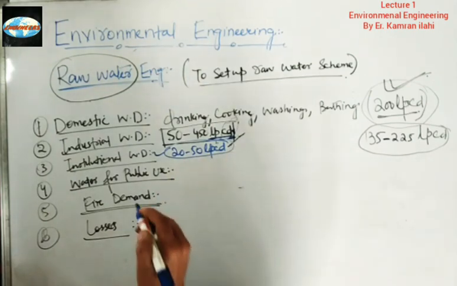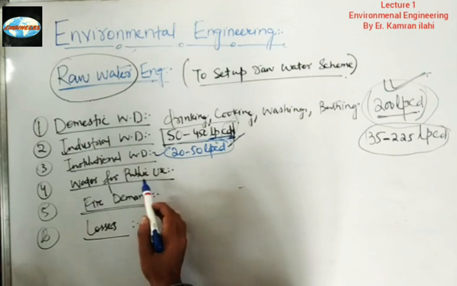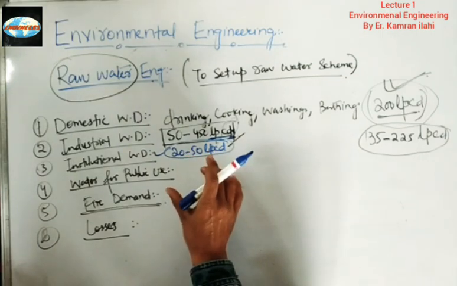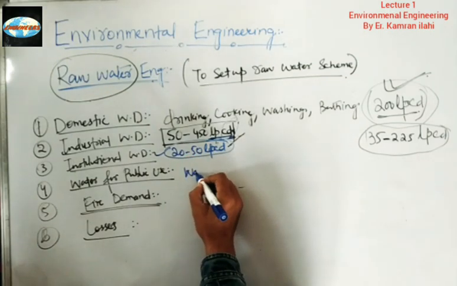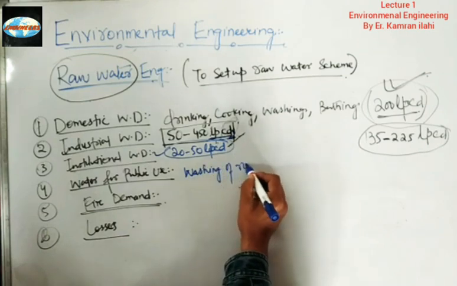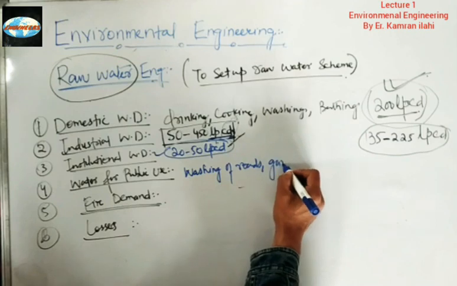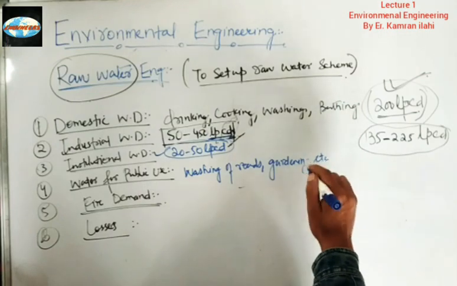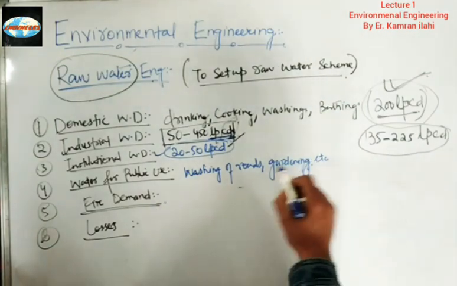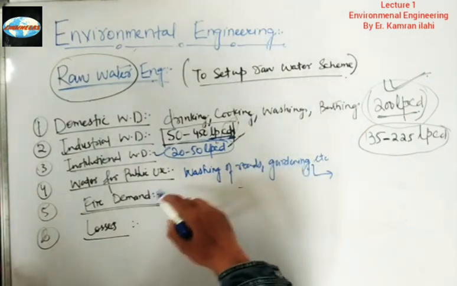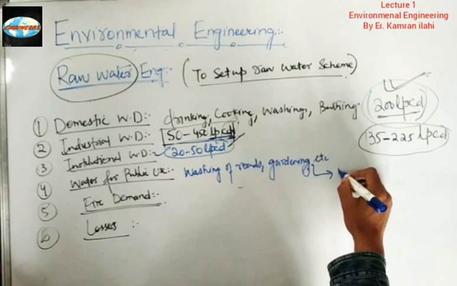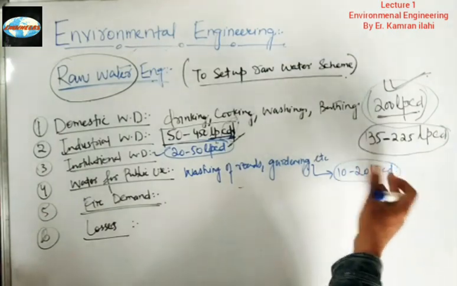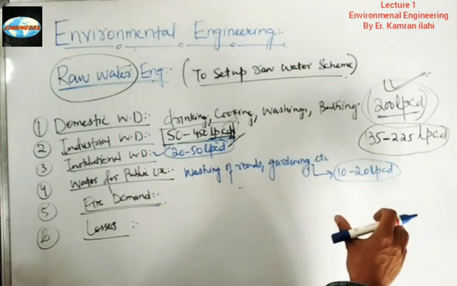Now, water for public use. What is this quantity? It's the amount of water required for public utility purposes, like washing of roads, gardening, etc. You can include such terms in this. The typical value for water for public use is almost 10 to 20 LPCD. It's again converted as per the population of the city, and we have averaged it for the whole of India, for the whole country.